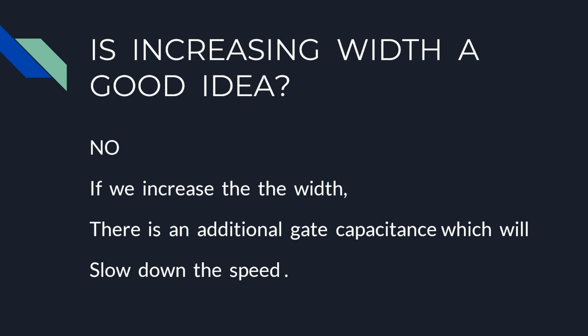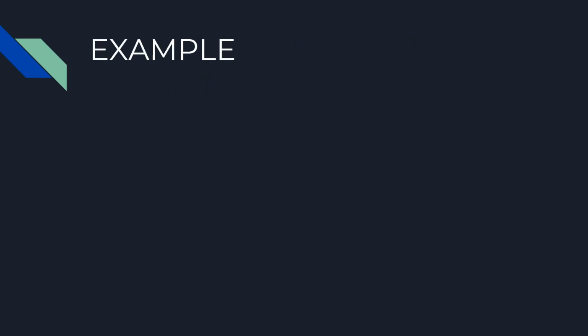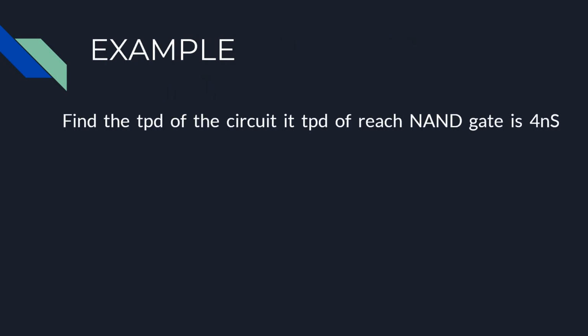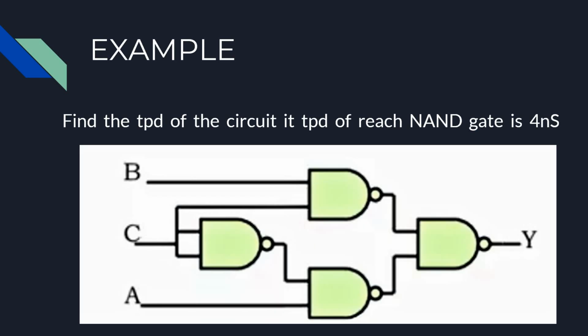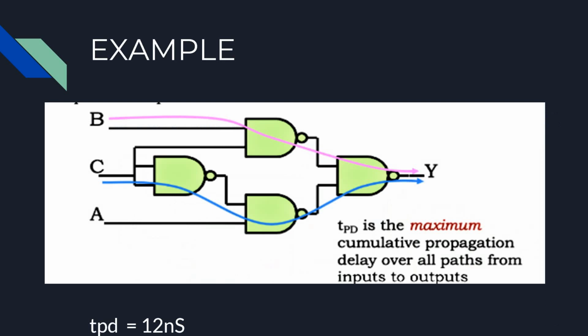Now let us take an example of propagation delay. You need to find the propagation delay of the circuit if the propagation delay of each NAND gate is 4 nanoseconds. Propagation delay tPD is the maximum cumulative propagation delay over all paths from inputs to outputs. So the blue line you can see is the propagation delay of the circuit.